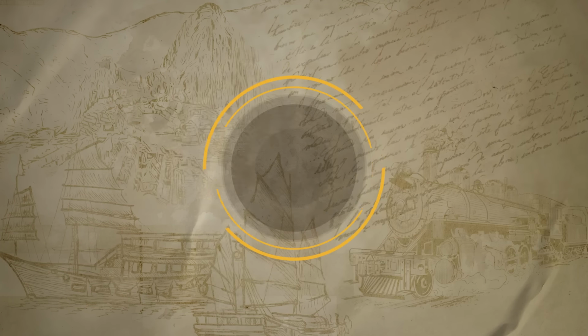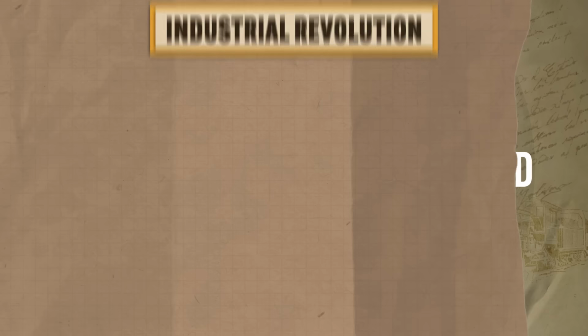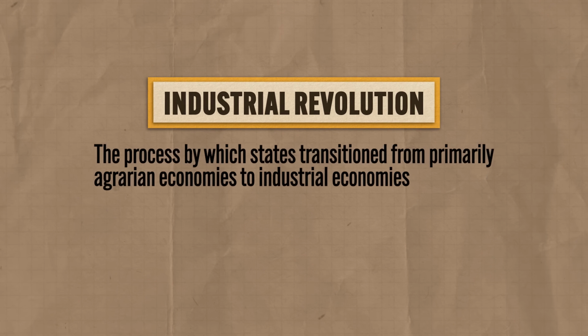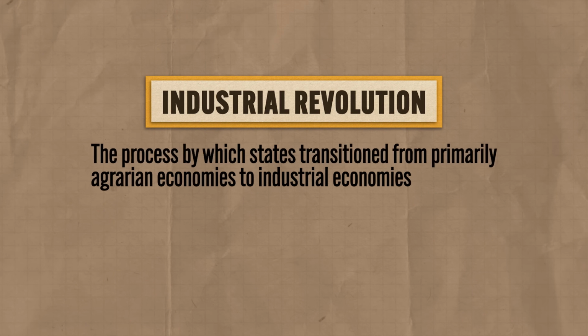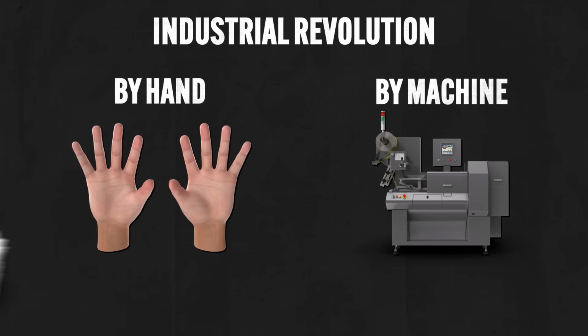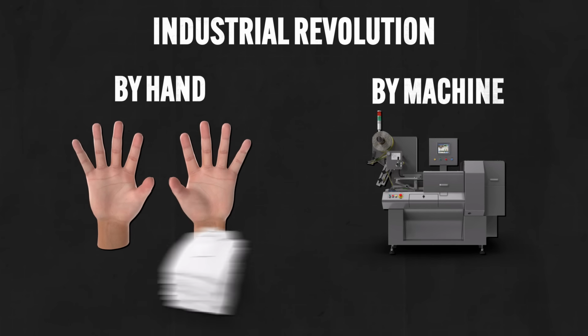Okay, before we get into how this revolution started, let's begin with a definition. The Industrial Revolution describes the process by which states transition from primarily agrarian economies to industrial economies. Or to put it in words you actually understand, this was a transition in which goods for sale went from being made by hand to being made by machines.